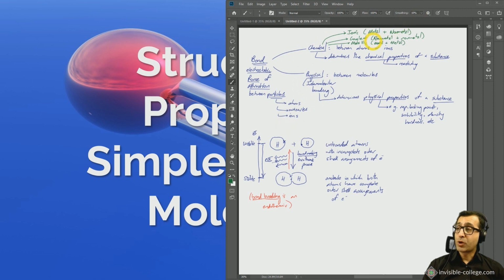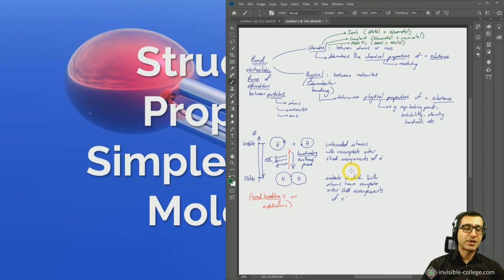So atoms that bond together to form covalent bonds typically are non-metal and non-metal atoms. Now, this is a bit of a simplification. When you go on to study A-level chemistry and degree-level chemistry, you'll realize that the distinction between this kind of simplification, where covalent bonding only occurs between non-metals and non-metals, ionic bonding only occurs between metals and non-metals, is not so clear-cut.